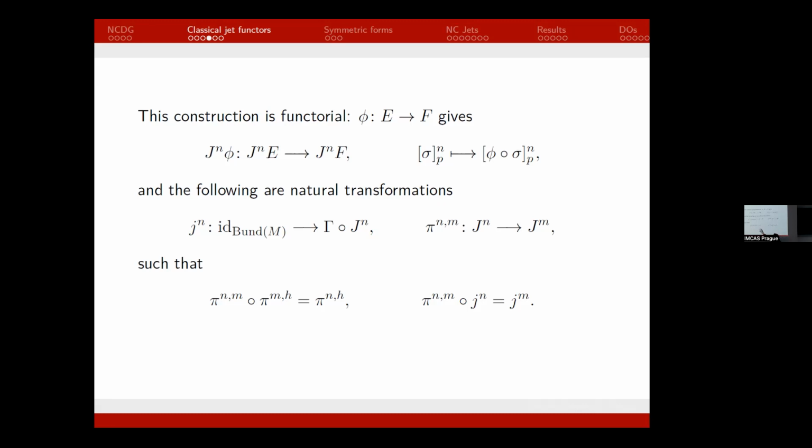And what they mean is that we can forget the information all at once, or we can forget it in two steps. Doesn't matter. And what this means is that if we take a section, we see its nth order approximation, and then we forget the last part. What we get is the approximation to the lower order of the same section. This is what it means. So this, in a sense, is the compatibility. This makes sense to the j, and this makes sense to the phi. Okay.